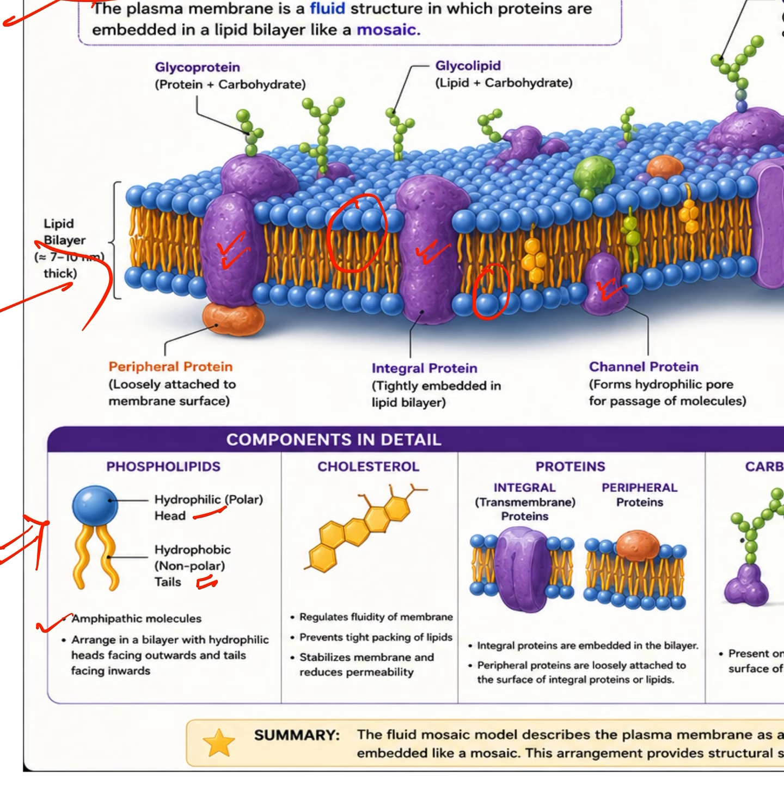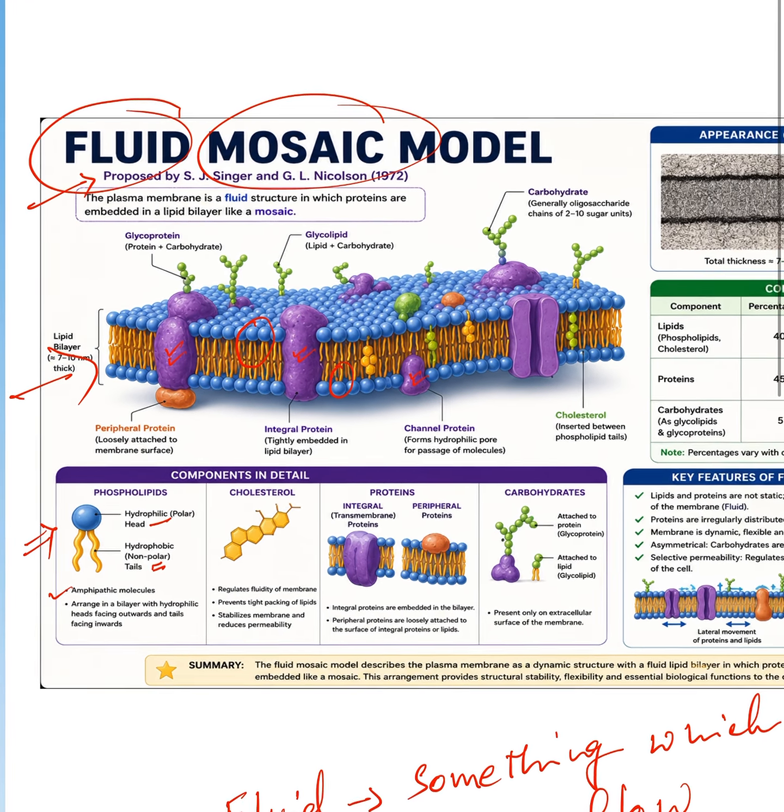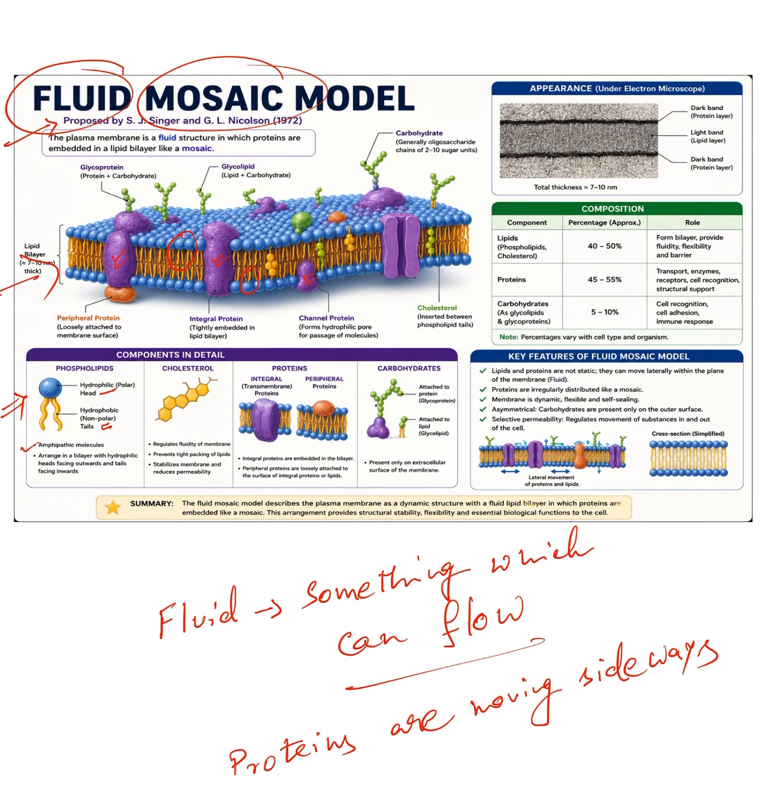Then what else do we have? We have the cholesterol here. Then the proteins. Now here is the important part. The proteins can be of two types, integral and peripheral. Which are the integral proteins? These are the integral proteins. And these are the peripheral proteins. Why? Because the integral proteins are transmembrane proteins, but peripheral proteins are not.